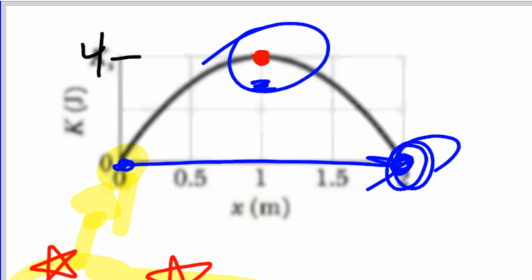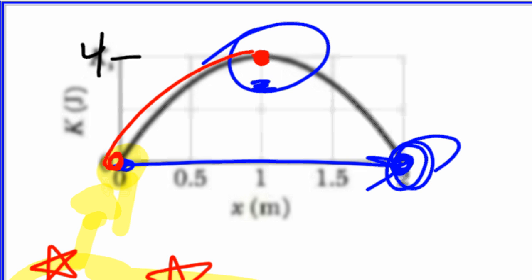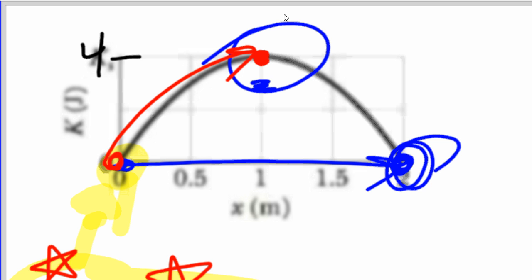Okay, so back at x equals 1. We know that our kinetic energy is 4 joules. And so then what I can do is say, all right, well, my net work is my change in kinetic energy, which is going from 0 up to 4. So my net work has to be 4 joules, right? Follow? So that means the work done by my applied force plus the work done by the spring has to be 4 joules.